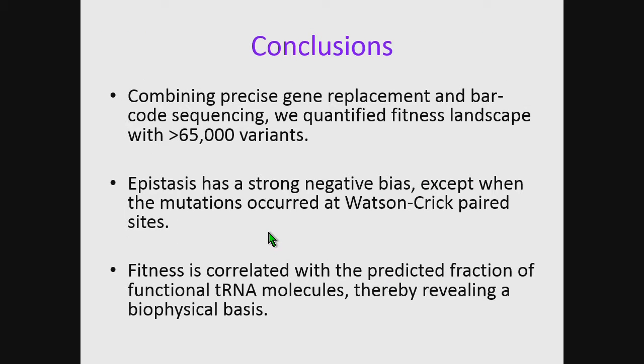So in conclusion, combining precise gene replacement and barcode sequencing, we get to estimate fitness for over 65,000 variants. And epistasis has a strong negative bias, except when the mutations occur at Watson-Crick paired sites. And thirdly, fitness is correlated with the predicted fraction of functional tRNA molecules, thereby revealing a biophysical basis.